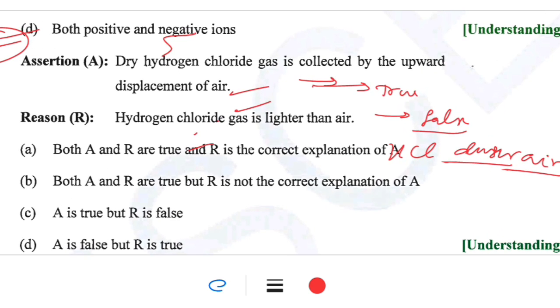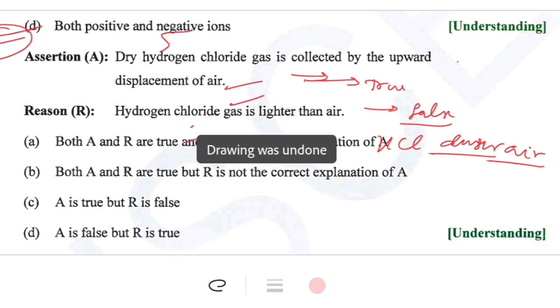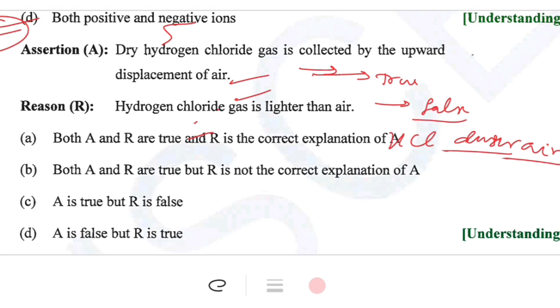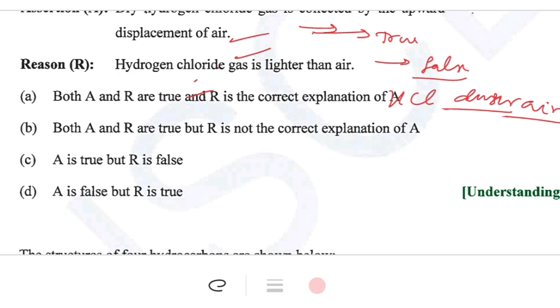They gave some options over here. Just go through them. Option A: both A and R are true and R is the correct explanation of A. Is that correct? No. Option B: both A and R are true, but R is not the correct explanation of A. No. A is true, but R is false, right? So A is true and R is false. So option C is the correct answer.